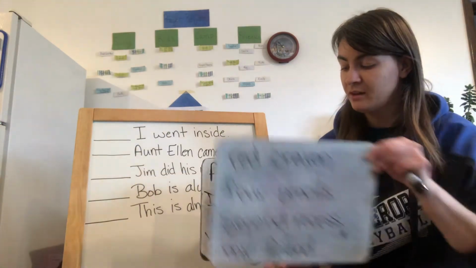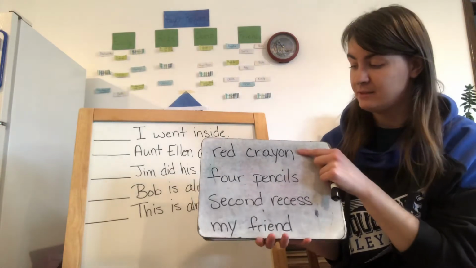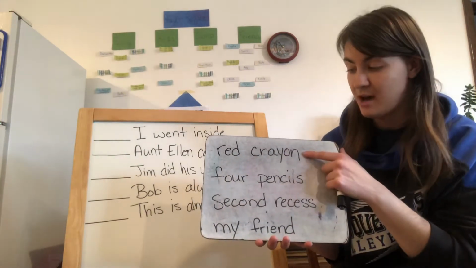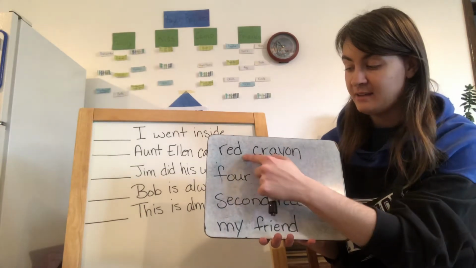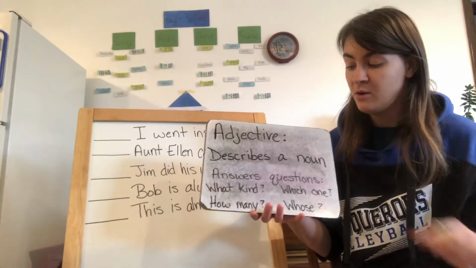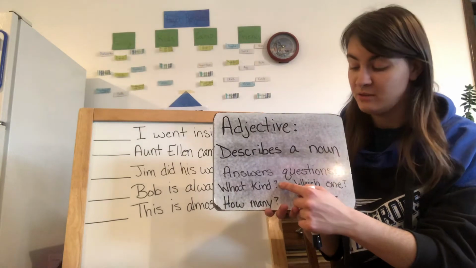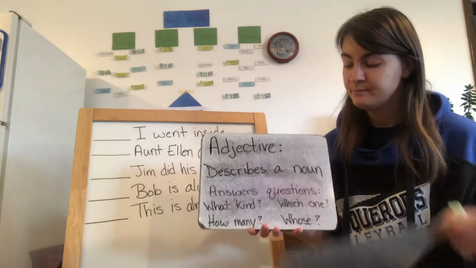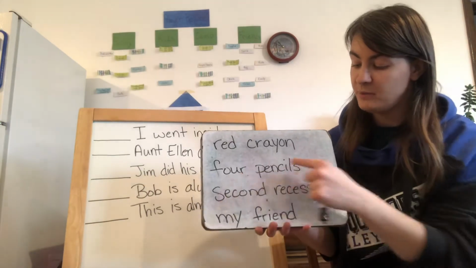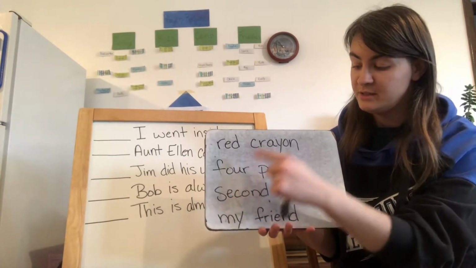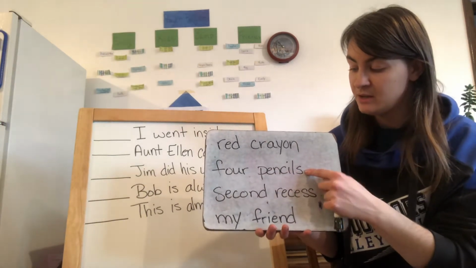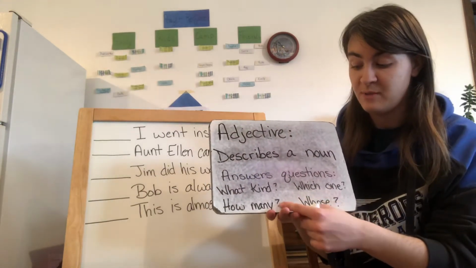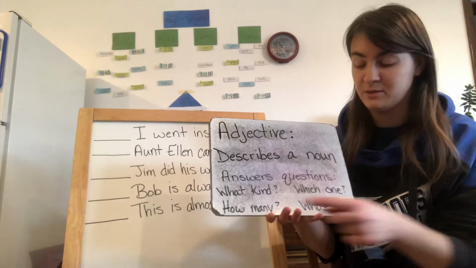So today, I have red crayon. Red is an adjective describing the noun crayon. Red is answering the question, what kind about the crayon? What kind of crayon? A red crayon. 4 pencils. 4 is an adjective describing pencils, and it is answering the question, how many pencils? How many pencils? 4 pencils.